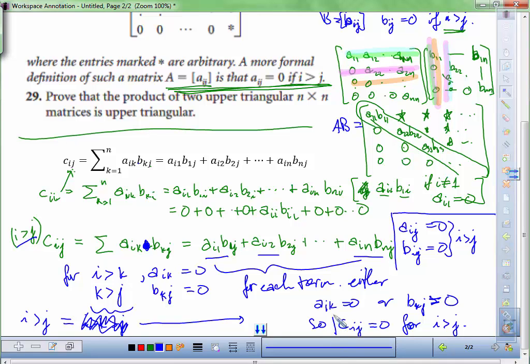And so this little bit over here comes back to the definition of what it means to be upper triangular. And I think we're done.